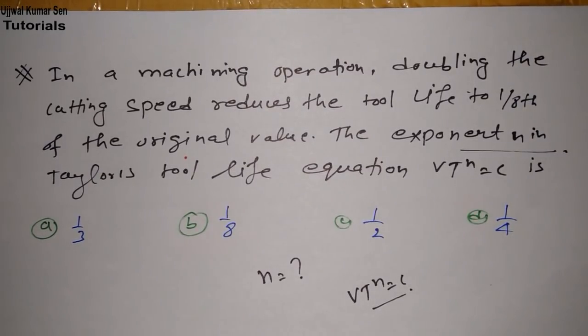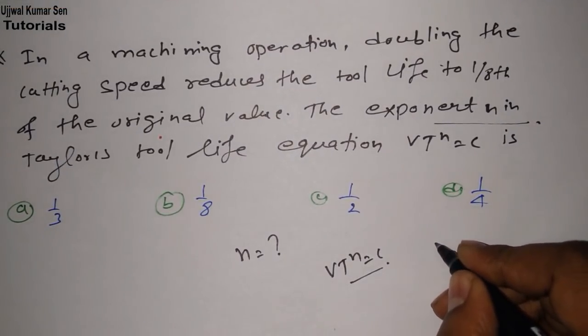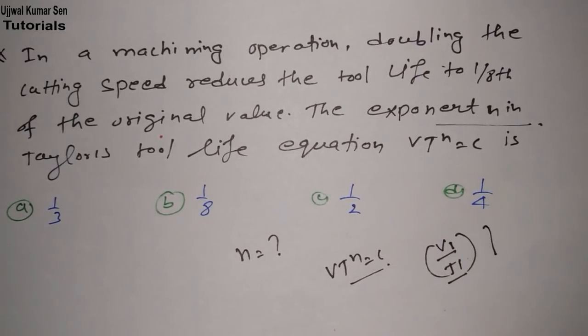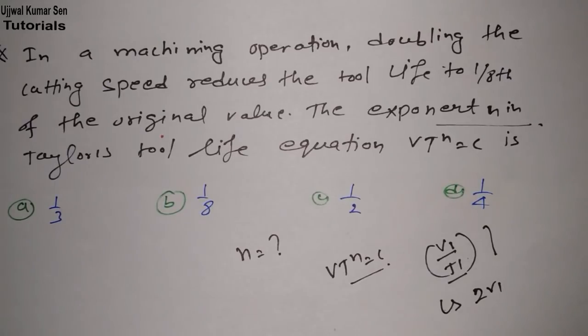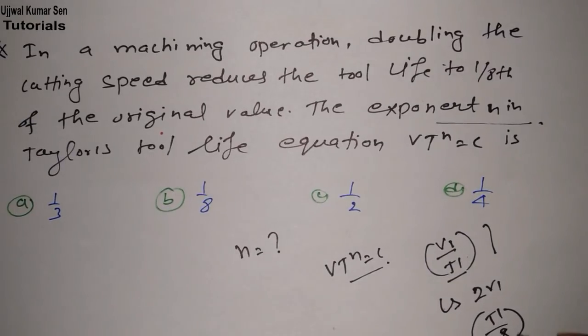And as you can see, I cannot see any values, so I have to read the question carefully. In this question, in a machining operation, doubling the cutting speed reduces the tool life to T1/8. So they are saying we have V1 and T1 given. If I increase it to 2V1, then its tool life is T1/8. Sorry for that, winter season is going on. So we got 2V1 and T1/8.